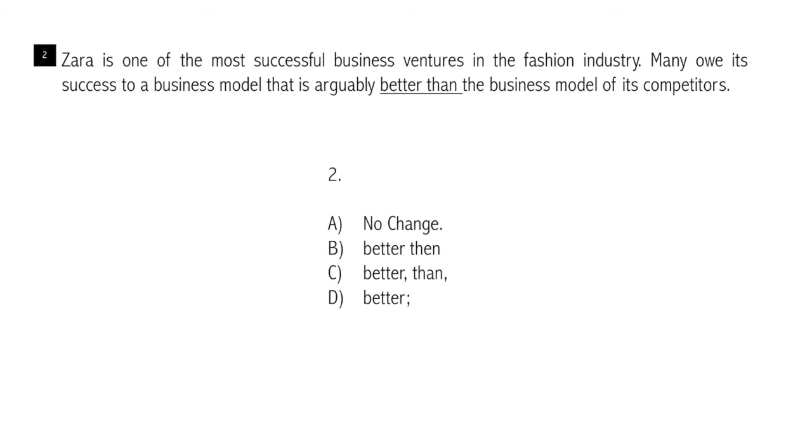And over here, you're seeing that they're testing whether you know the difference between THAN and THEN. So Zara is one of the most successful business ventures in the fashion industry. Many owe its success to a business model that is arguably better than the business model of its competitors. Now this is a comparison. This means that the word that needs to be here is THAN, as in "better than." So obviously it is correct over here, yeah.